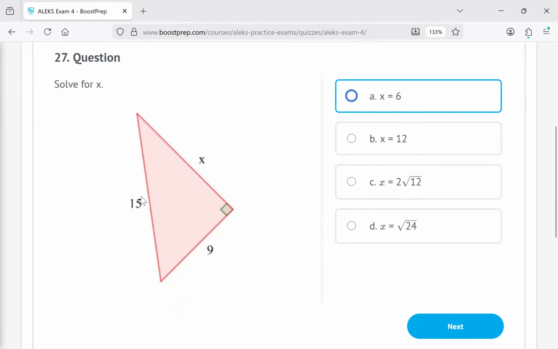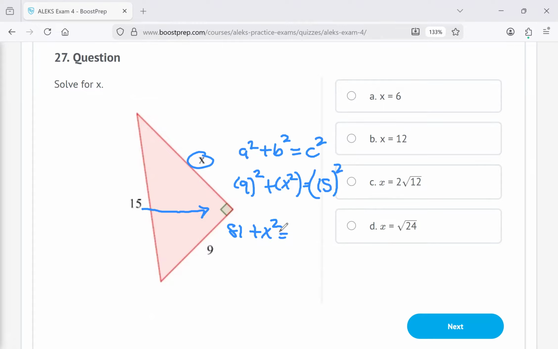One of my legs is 9, so 9 squared. My other leg is x, so that's gonna be x squared. And then my hypotenuse is 15. Why is 15 the hypotenuse? Because 15 is facing across the 90. So anything facing across the 90 is the hypotenuse. So 9 squared is 81, x squared, and then 15 squared is 225.